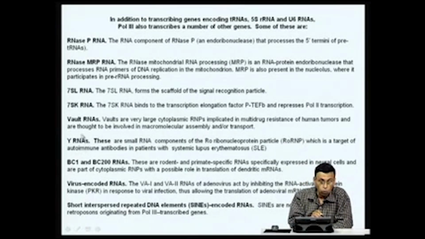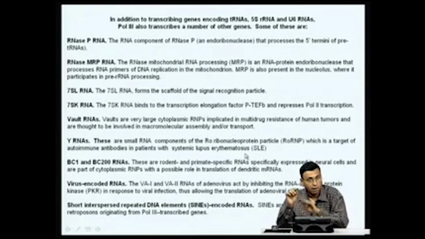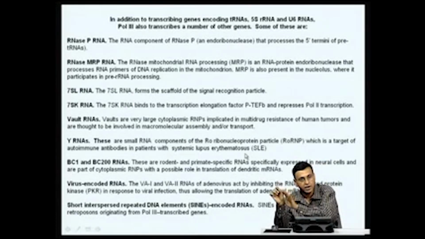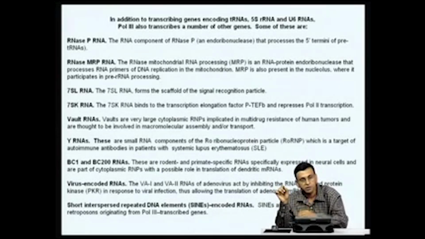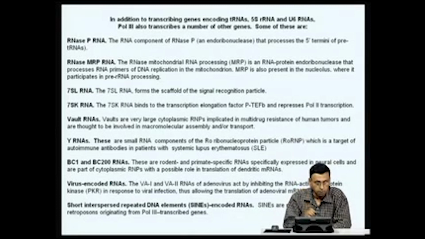And there are what are called Y RNAs, which are very small RNAs of the ribonucleoprotein Ro RNP, which is the target of autoimmune antibodies in patients with an autoimmune disorder called systemic lupus erythematosus. So, you can see Pol III is not just involved in transcription of tRNA and 5S RNA, it also seems to be involved in synthesis of a number of other less known RNAs, but they are very important.